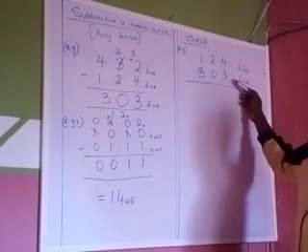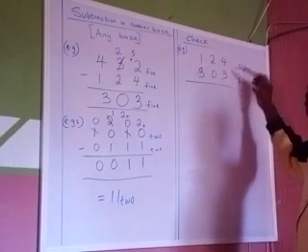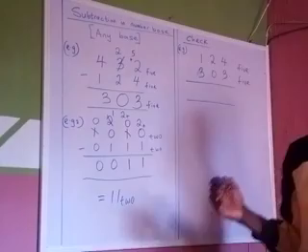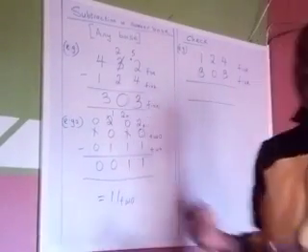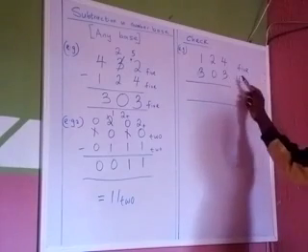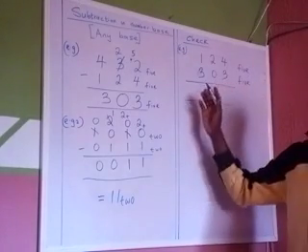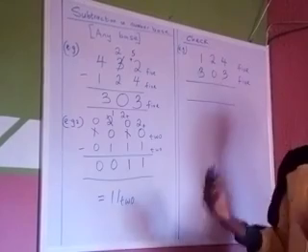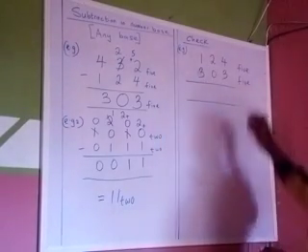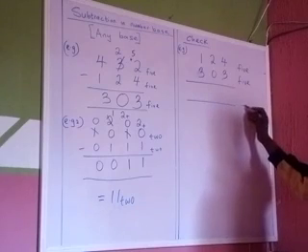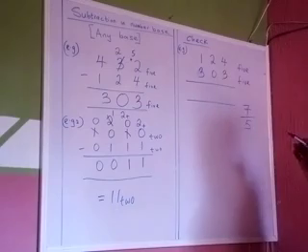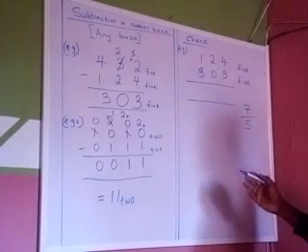4 plus 3 gives us 7. Though I'm going to teach this in a subsequent video, you cannot have 7 in base 5. I've told you before, the highest digit you can have in base 5 is 4. The highest digit you can have in base 6 is what? It is 5. Now, I'm going to divide 7 by 5. That gives us 1 remainder 2.